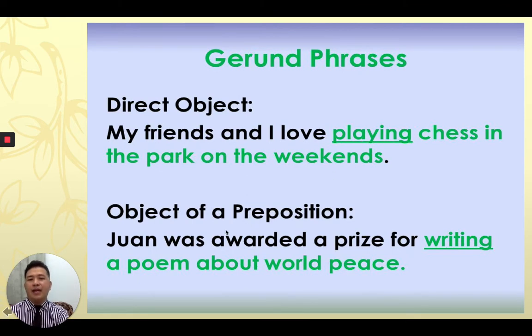Now, another is object of a preposition. Example: Juan was awarded a prize for writing a poem about world peace. Take note, Juan is our subject. Was awarded is our main verb. Prize is our object. For is our preposition. Writing a poem about world peace is our gerund phrase as an object. Playing chess in the park on the weekends is our gerund phrase as an object.